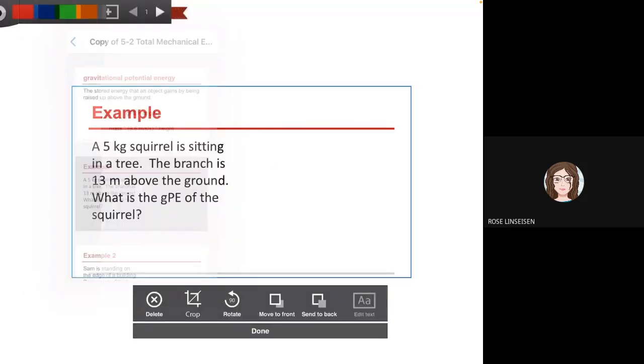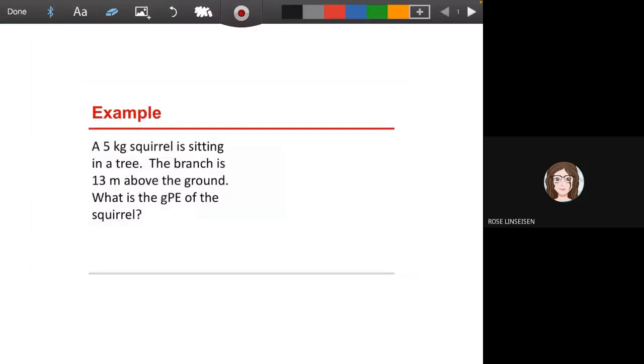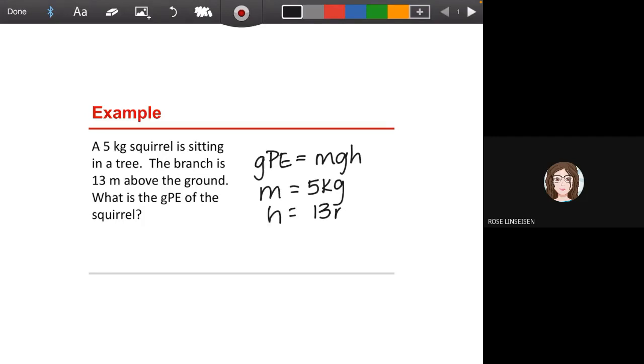So I'm just going to do a couple of examples just to sort of remind you. I think that there are some people that are still a little bit not 100% on this, so I just want to do a couple for you. Gravitational potential energy is mass times gravity times height. The mass of this object is 5 kilograms. The height is 13 meters above the ground. We typically think of it as above sea level. And gravity, of course, is going to be 9.8.